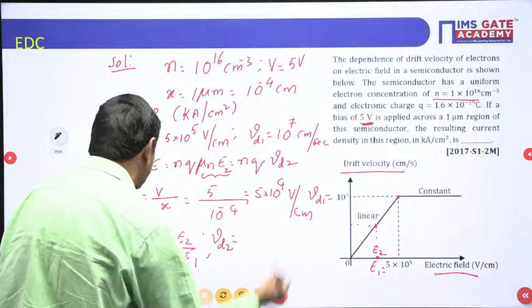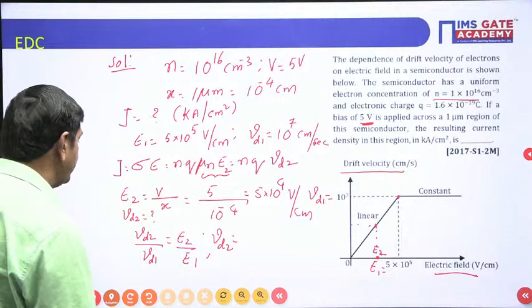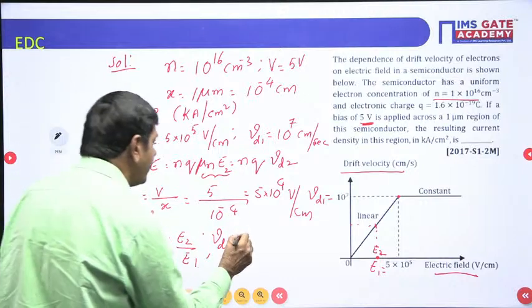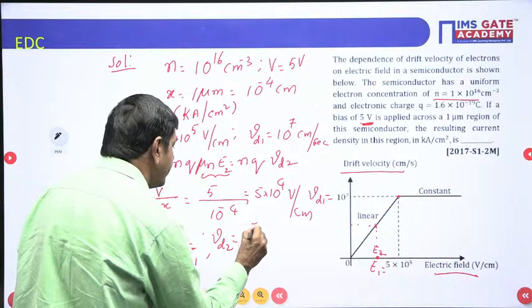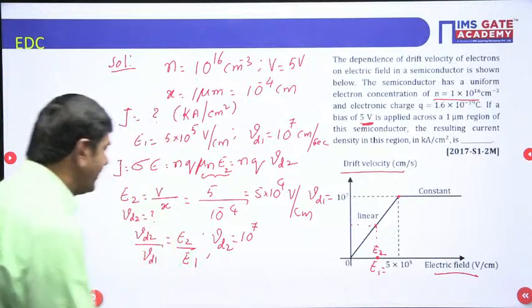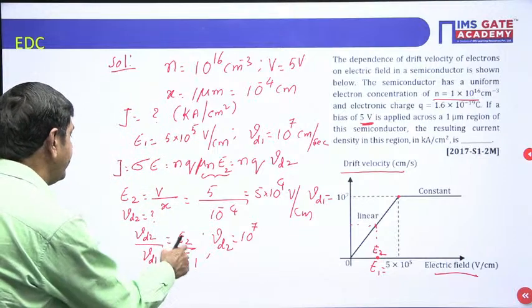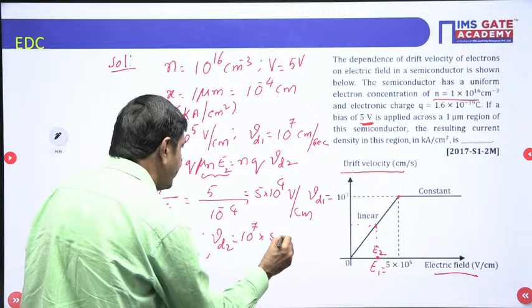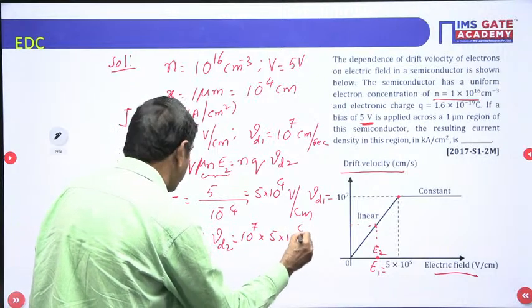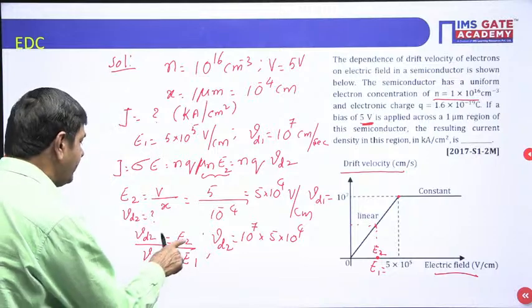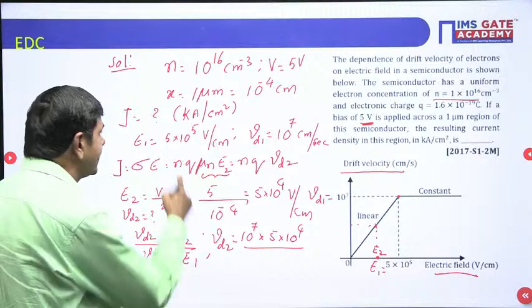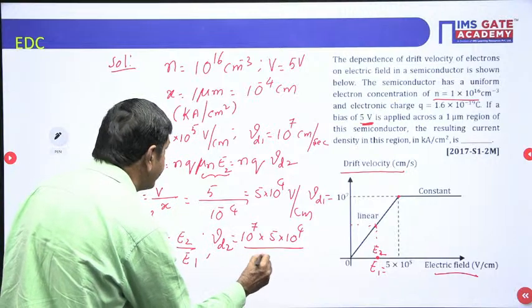If I know VD2, I can get the answer. How can I get VD2? VD2 is nothing but VD1, 10 power 7, into E2, which is 5 into 10 power 4, divided by E1. E1 is nothing but 5 into 10 power 5.